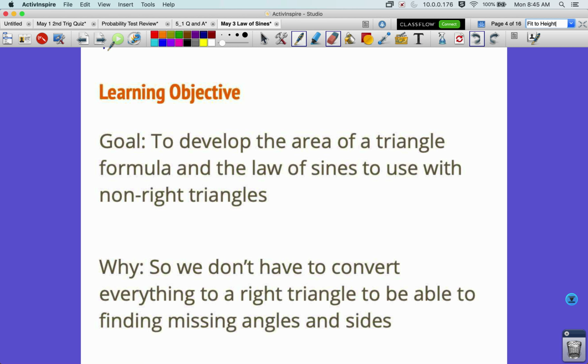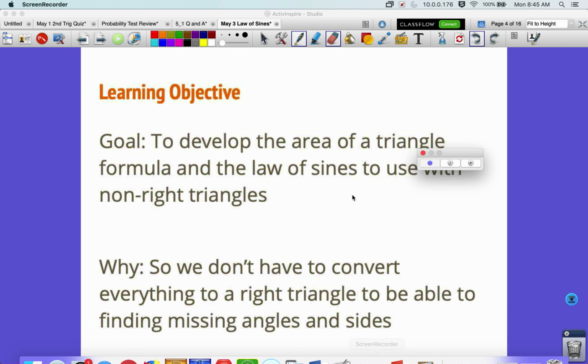Okay, goal for today is to develop the area of a triangle formula. This is for non-right triangles, and the law of sines to use with non-right triangles. Why are we doing this? So we don't have to convert everything into right triangles to be able to find missing angles and sides. Let me just take a quick pause here.